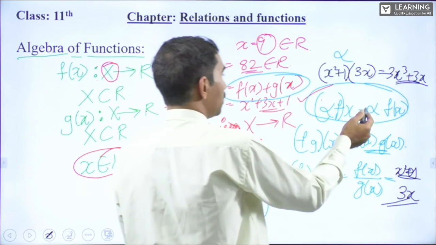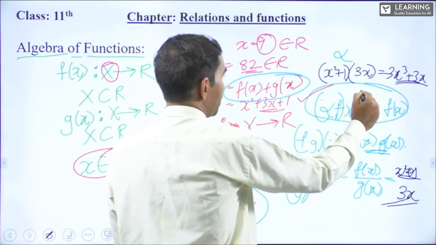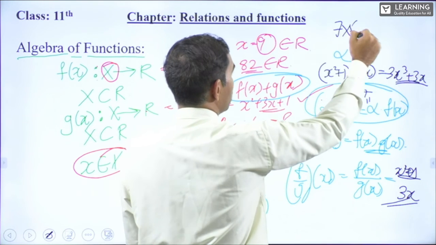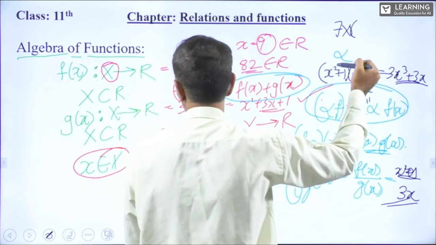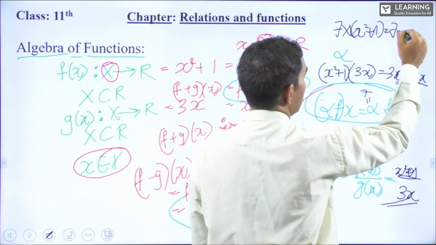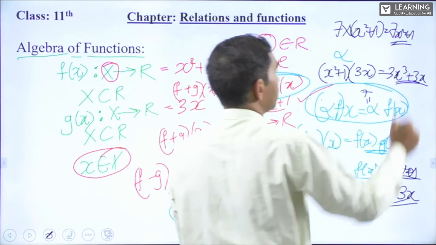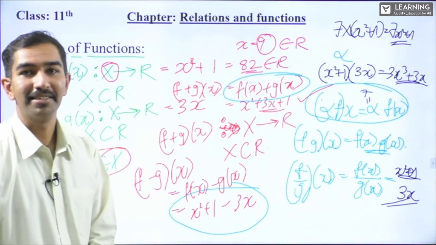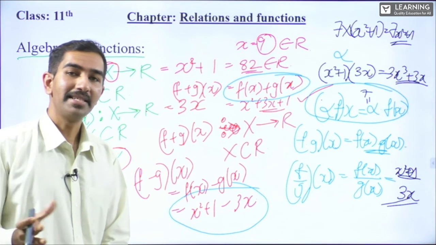Let alpha be equal to 7. So it will become 7 into f of x. So what is f of x here? x square plus 1, which is equal to 7x square plus 7. Understanding? So this is algebra of functions.